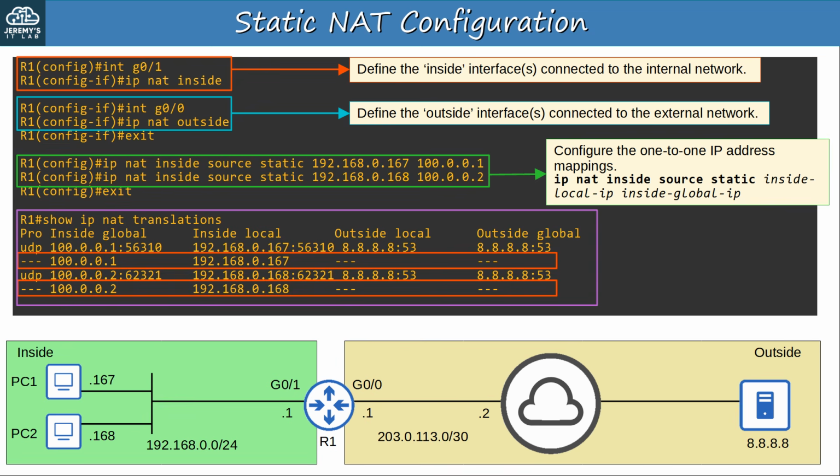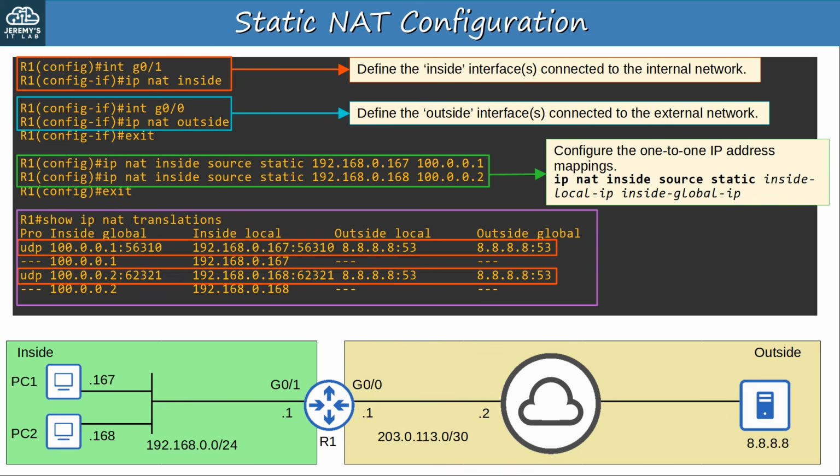Personally, I think the inside local address should be displayed first on the left, and then the inside global, but it's the opposite. Inside global, and then inside local. So these two entries are permanent. But whenever NAT is actually performed on R1, when the addresses are actually translated, dynamic entries for those translations will also appear in this table. For example, I sent some traffic from PC1 and PC2 to 8.8.8.8, so you can see these two entries.